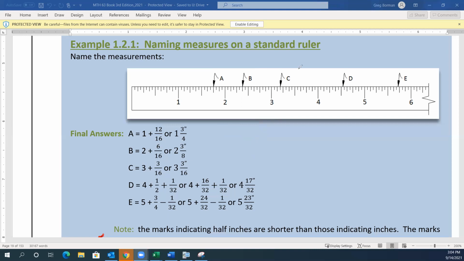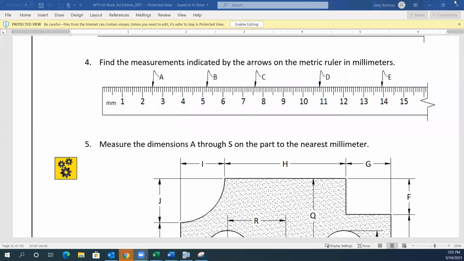All right, so how about C? C will be our last one. So let's see, we could go to 3/16. So 3 and 3/16 inches, and 3/16 does not simplify because 3 and 16 don't have any common factors. Anyway, that's kind of how that goes. Okay, so let's take a look at number 4. Now this one is metric.